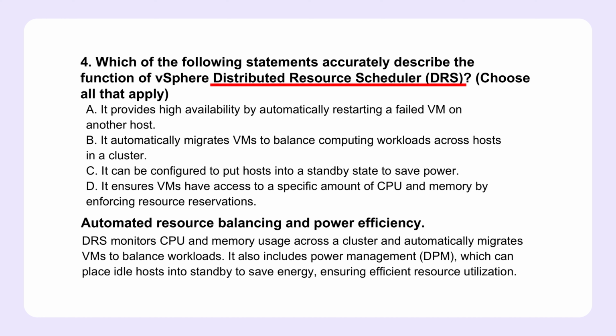That's its main job. DRS looks at the resource usage across all the hosts in a cluster, CPU, memory, and it automatically moves VMs around using vMotion to keep things balanced. This prevents hotspots and generally makes sure applications perform well.